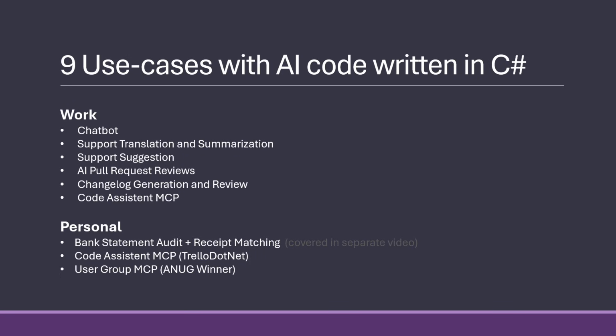Personally, I have my bank statement and receipt matching, which was covered in a separate video, so we won't go into it today. Then I also have a coding assistant for my open source project around Trello. And finally, for the user group I'm managing, the .NET user group, we have an MCP server for picking winners of our JetBrains sponsorship. So let's look at each one of these in more detail.